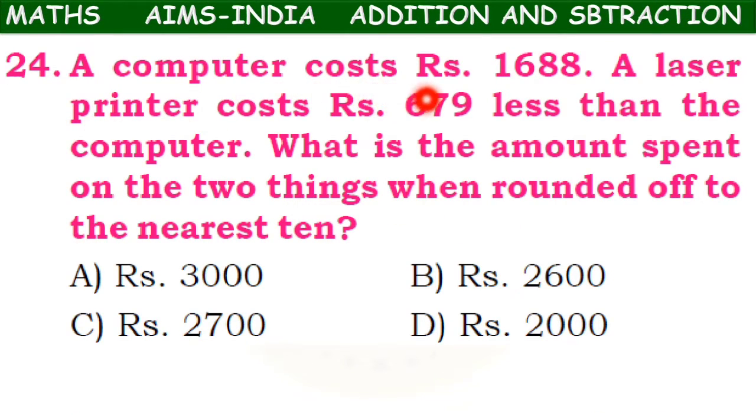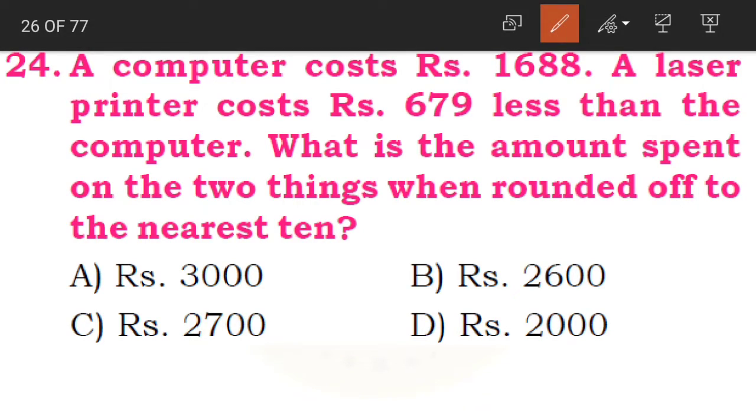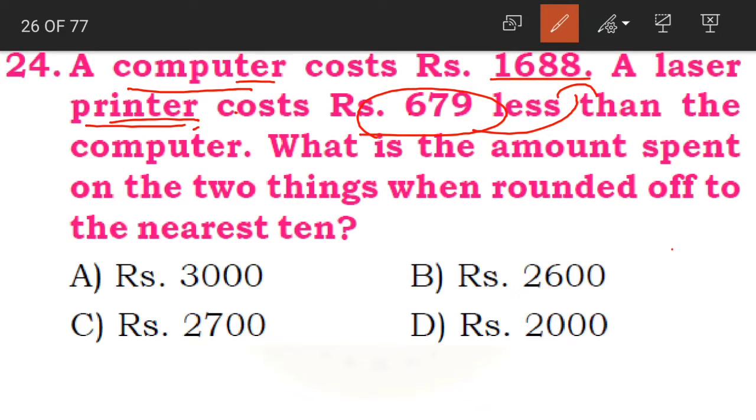Moving on to question number 24. A computer costs rupees 1688. A laser printer costs rupees 679 less than the computer. What is the amount spent on the two things when rounded off to the nearest 10? Now see, what are the two things here? Computer and a printer. We know the cost of a computer, but we do not know the exact cost of the printer. They are saying it is 679 less than the computer. So first let us find out the cost.